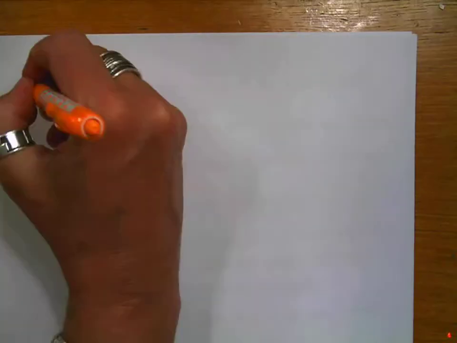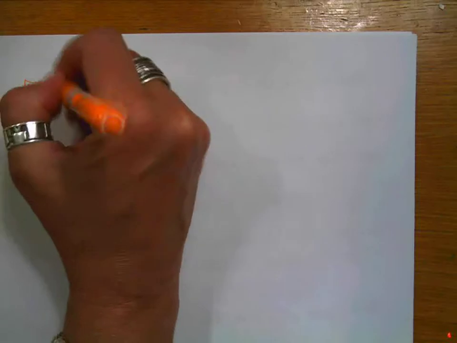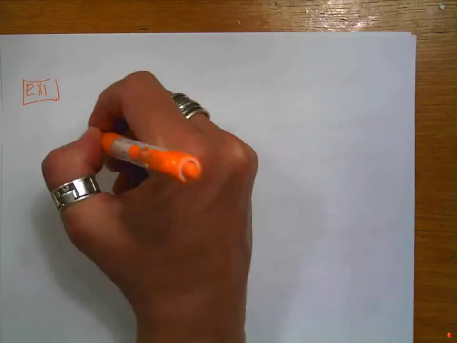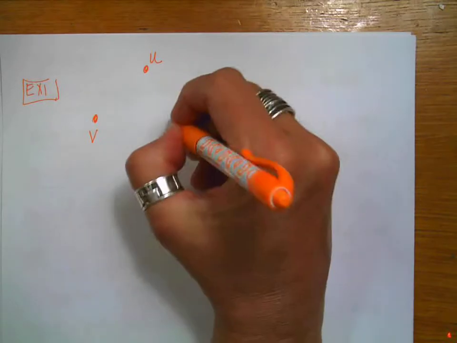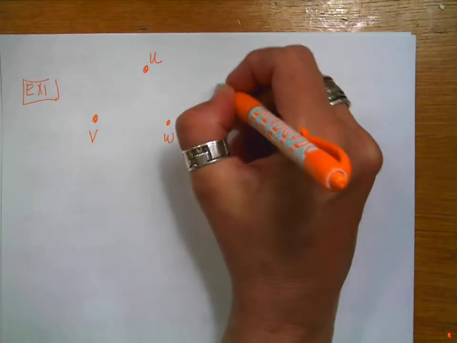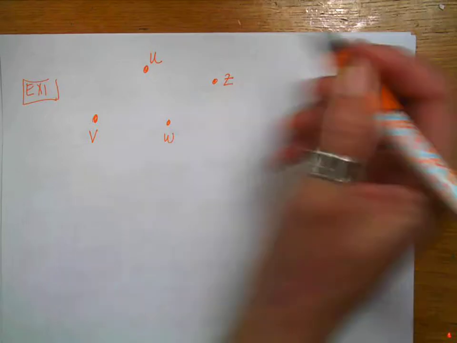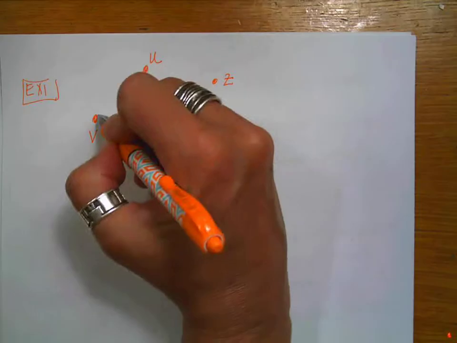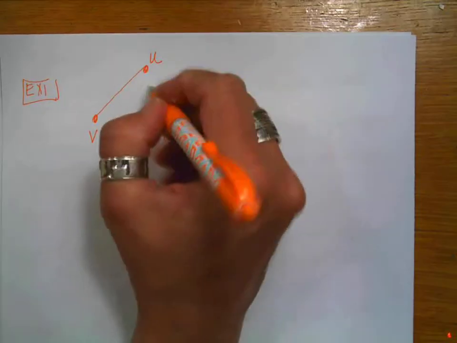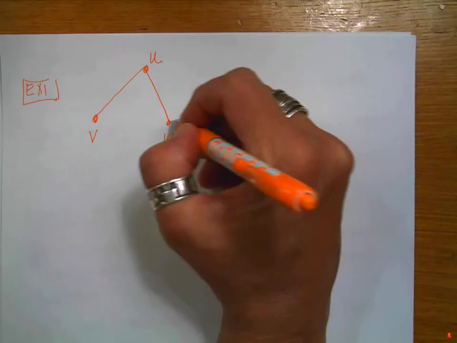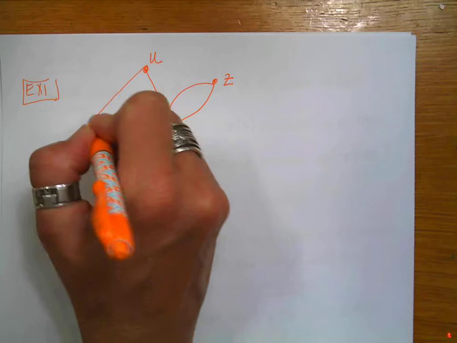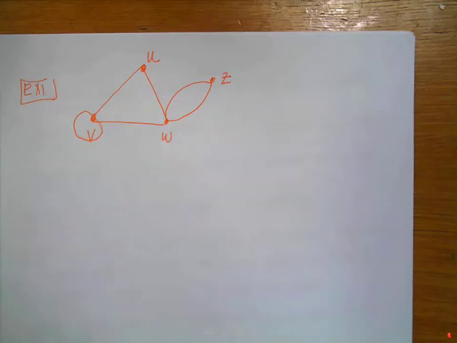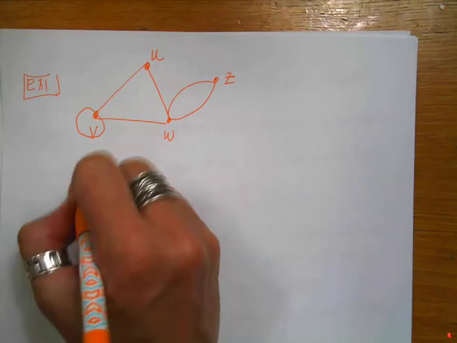So for the next thing that we're going to do, we're going to have a little network. Okay, so for example, I'm going to put V here, and then I'm going to put a U up here, and then I'm going to put a W, and then I'm going to put over here a Z. And we're always going to be given the paths. So we have V to U, U to W, W to Z, Z to W, V to W, and V to V.